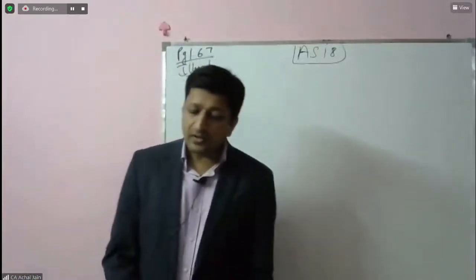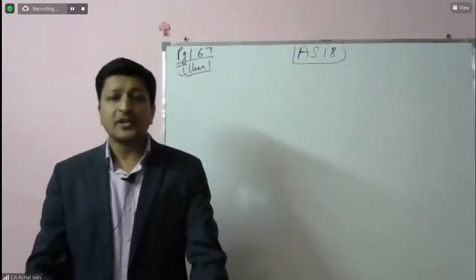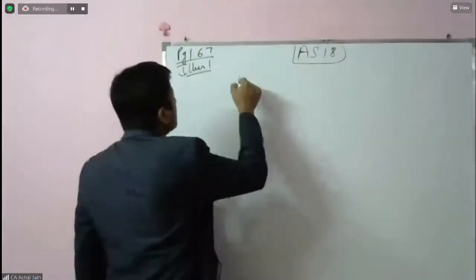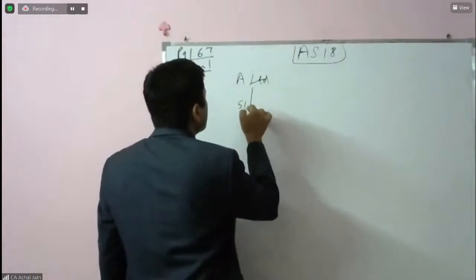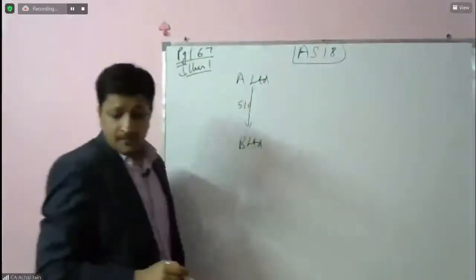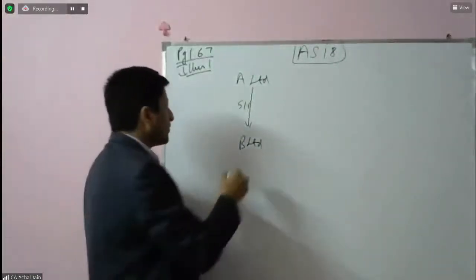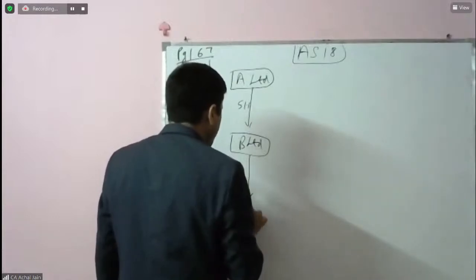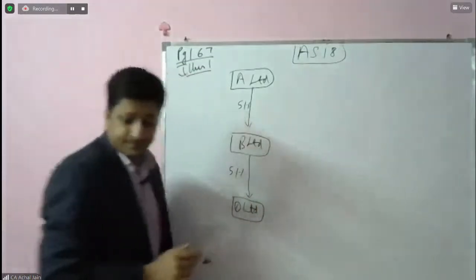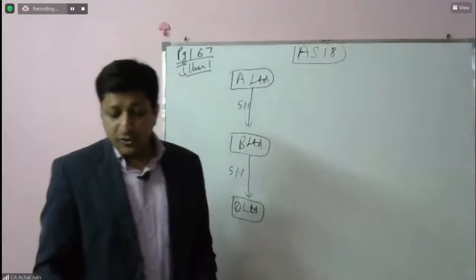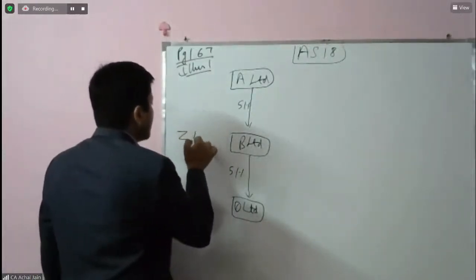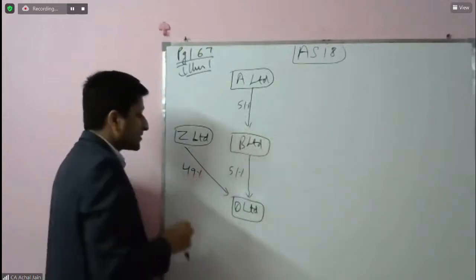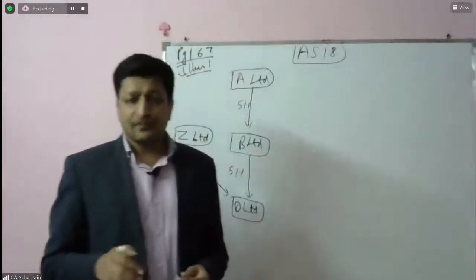In this illustration, we are required to identify the related parties in the following cases. A Limited holds 51% of B Limited. B Limited holds 51% of O Limited. Then Z Limited is also there, which owns 49% of O Limited. So this is the structure, we can say.